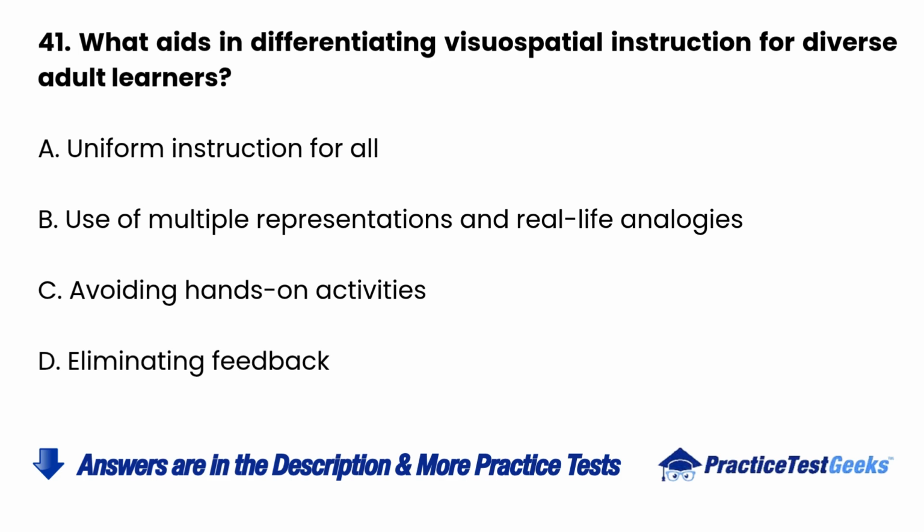41. What aids in differentiating visuospatial instruction for diverse adult learners? A. Uniform instruction for all. B. Use of multiple representations and real-life analogies. C. Avoiding hands-on activities. D. Eliminating feedback.